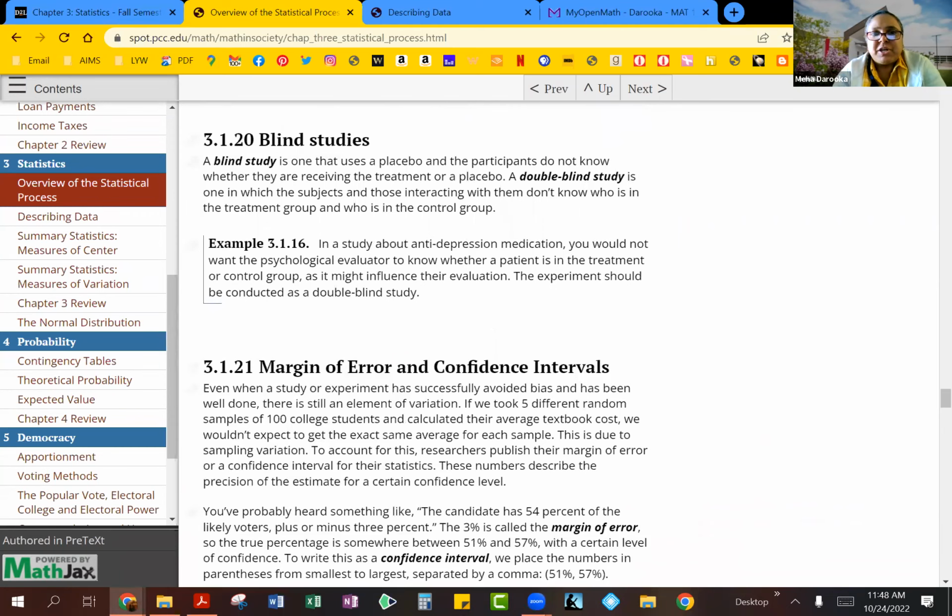Now, another term that you guys may or may not be familiar with is the blind or the double-blind studies. When we're talking about a blind study, it's the one that uses the placebo, but the participants do not know whether they are receiving the treatment or a placebo, right? And the reason for doing a blind study, again, is to avoid that placebo effect.